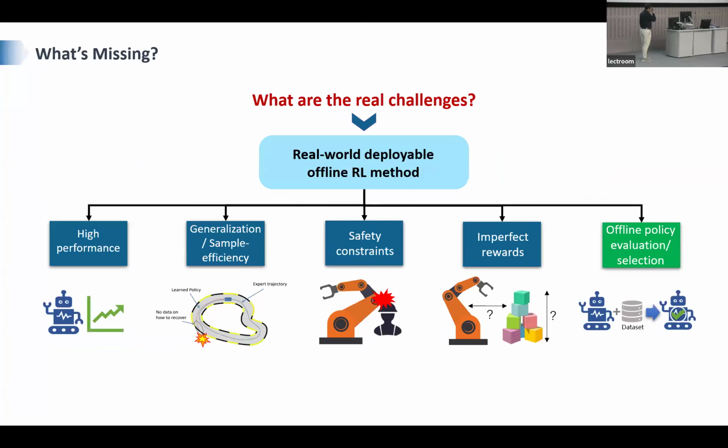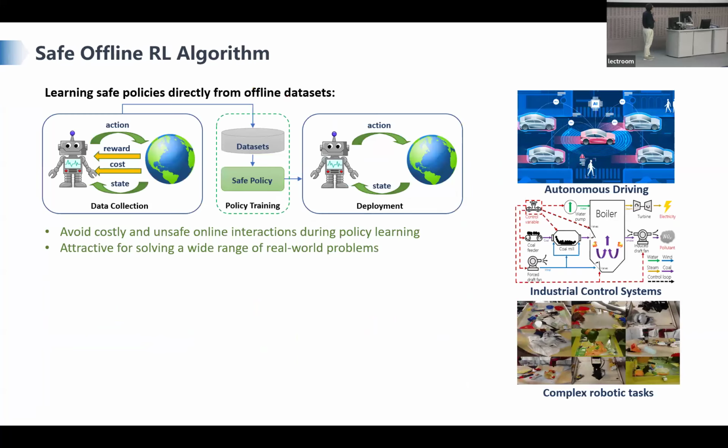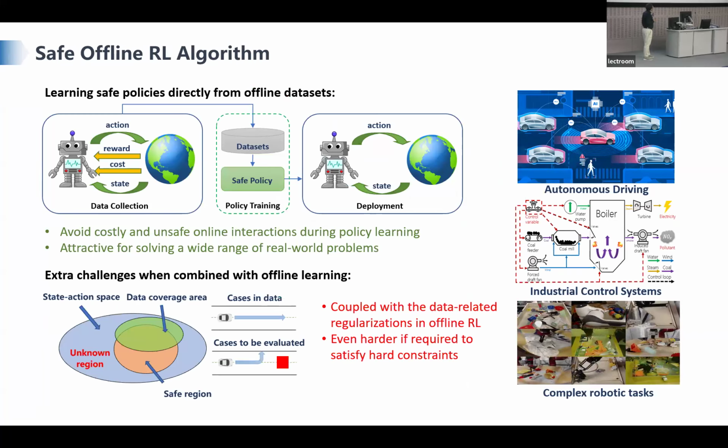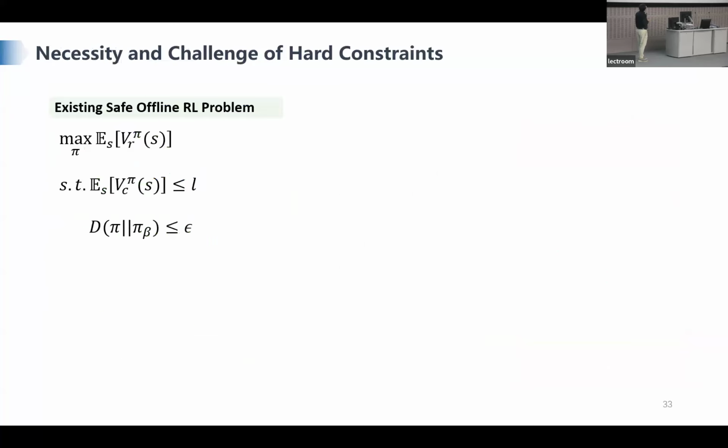And also, for many real-world cases, we need to strictly satisfy the safety constraints. This is very challenging, because offline RL is already a constrained optimization problem. If you add another set of safety constraints, you are solving more coupled problems with different sets of constraints. This makes everything very complex, and the learning can be very unstable.